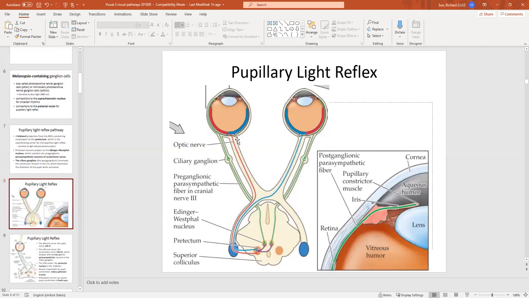reflex. This is the retina, and 1% of it will project to the pretectum, right here, pretectum. And you need to know that this pretectum receives bilateral information. So one side projects here, the other side also projects here. So they receive bilateral. And contraction is also bilateral. So pre right here, Edinger-Westphal, post ciliary to the muscle, to the iris muscle, causing the pupil constriction.